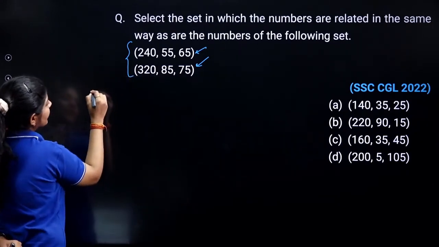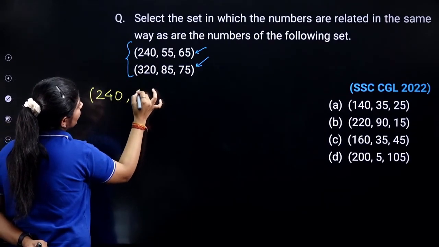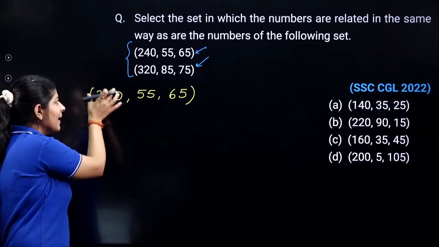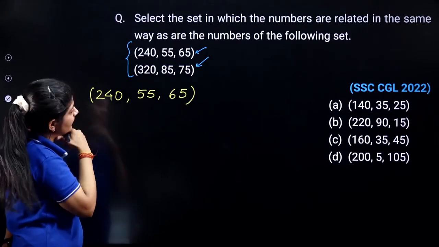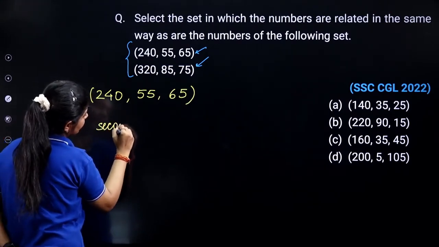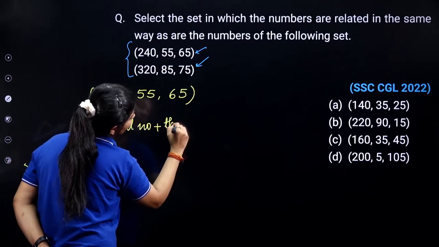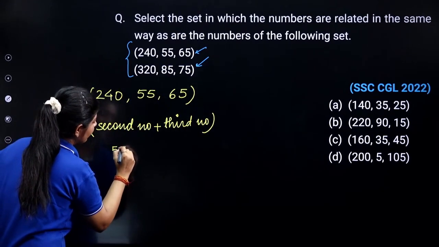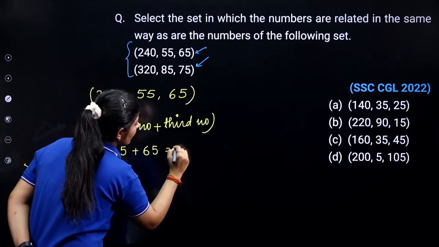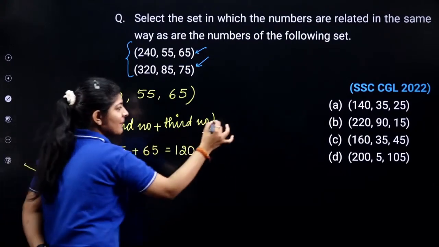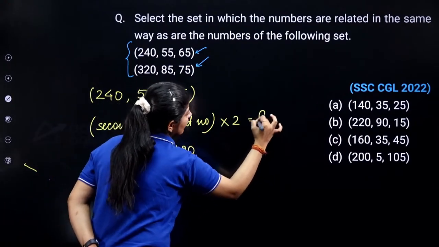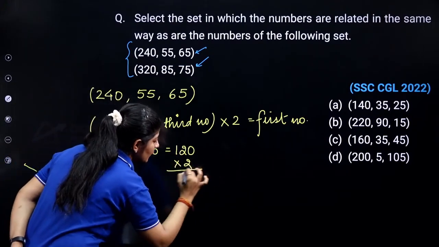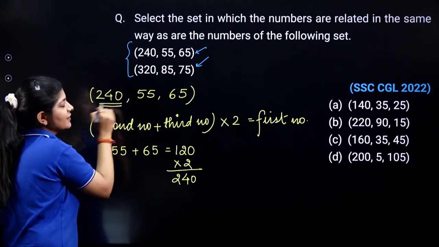Okay, if I talk about set number 1, that is 240, 55 and 65. I have to analyze something with these numbers. This number is quite bigger than these two numbers, right? Okay. If I add my second number and third number, what am I getting? Just check this one. If I add my second number and third number together, 55 plus 65, we are getting 120, right? If I multiply this by 2, we are getting our first number. When I multiply my 120 by 2, we are getting 240, which is given as our first number.